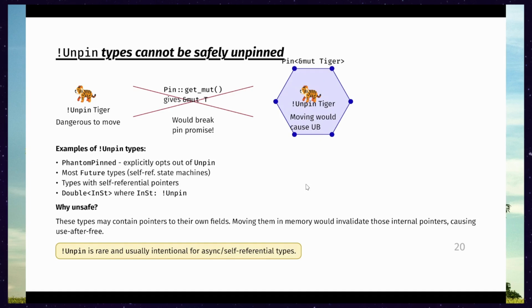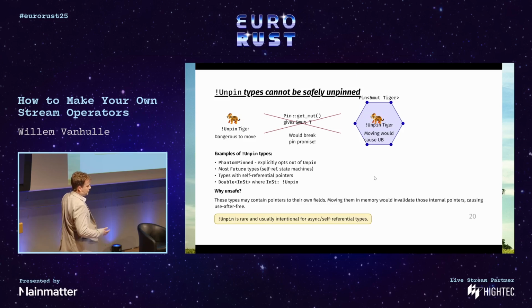And examples of these types are, for example, self-referencing types like the state machines that are generated by async blocks, or data types with self-referential pointers. However, this is kind of rare, since most basic types are Unpin. But as soon as you start working with async, with futures and streams also, you have to know a bit about that.